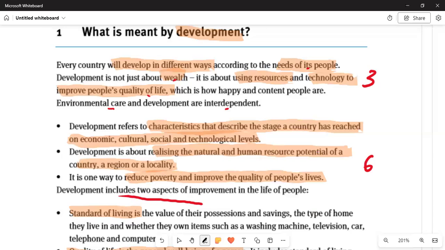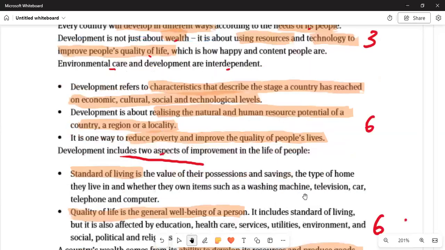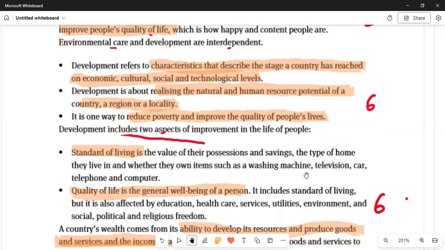We also understand that development talks about two aspects that we must consider in terms of the improvement of people's lives. So when we are improving people's lives, number one, we are saying that the standard of living must improve. Let us also understand that when we are talking about the quality of life in terms of improvement, we refer to the standard of living.